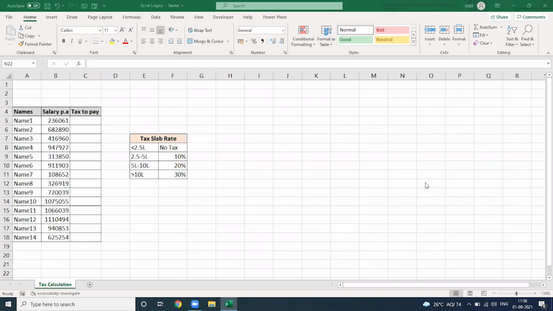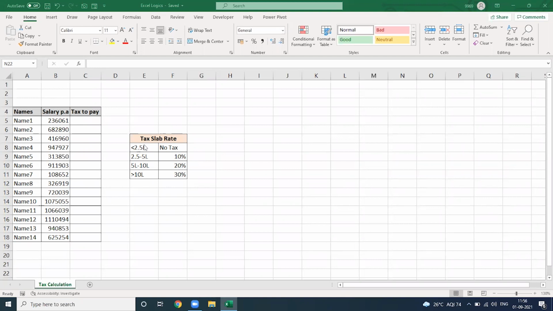In this video, let us discuss how to calculate tax. Here I have some tax slab rates and here I have some employee salaries per annum. Now I want to display how much tax they pay on their salary.